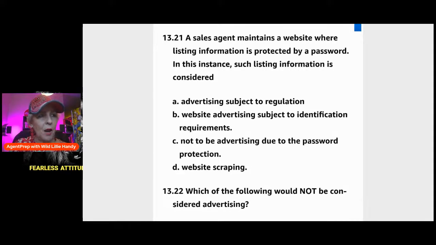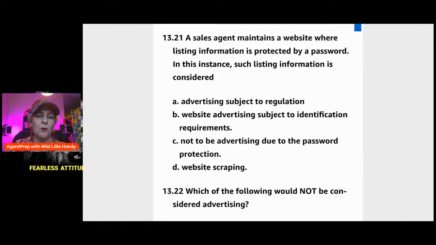All right. So far I have C. Anyone else? So 21C. Yes, that is correct. Not to be advertising due to the password protection. So the question said, the sales agent maintains a website where listing information is protected by a password. That means nobody else can be changing it. In this instance, such listing information is considered C, not to be advertising due to the password protection.